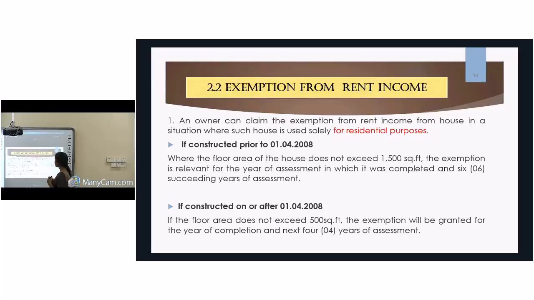Previously we discussed that it is based on the NAV. Now the owner is not going to use it for his own purpose, but is going to rent it to a third person. If the construction has been done after 1st April 2008 and the floor area is less than 500 square foot, then the owner can claim the exemption for the rent income for 5 years. Okay, so that is the exemption on the rent income.